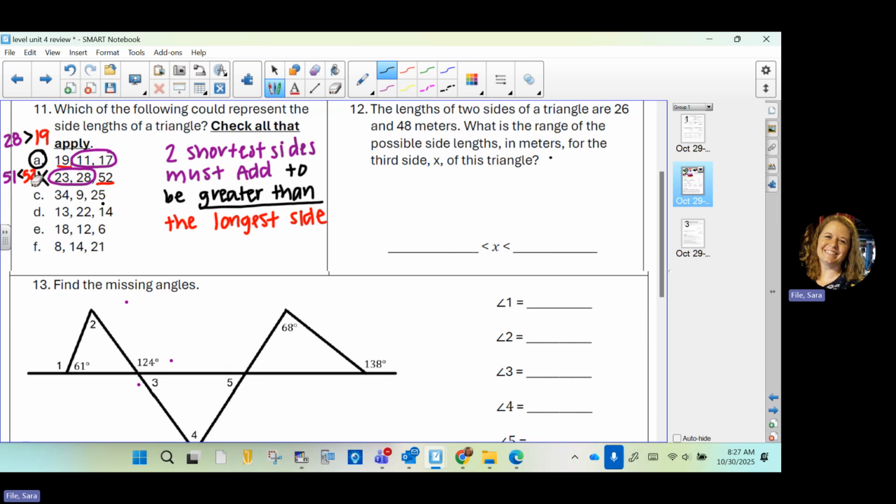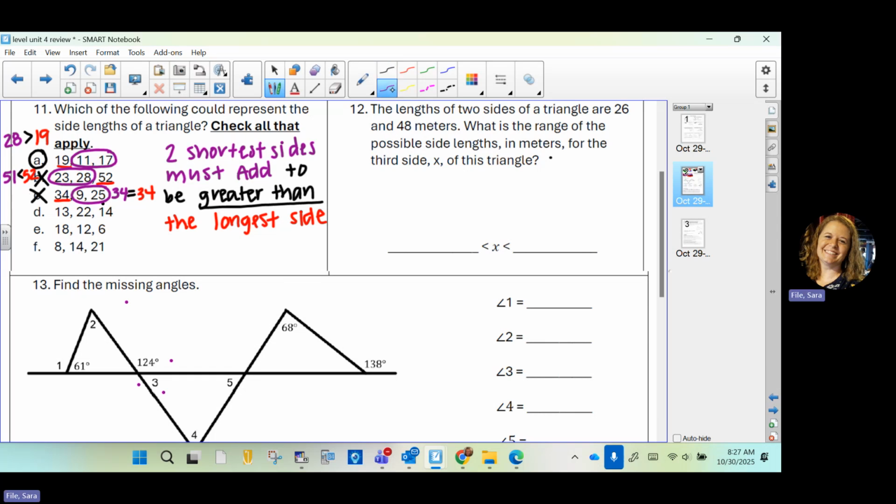Okay, so what are my two shortest sides in C? So I need to add 9 plus 25. What's 9 plus 25? 34. So how does 34 compare to the longest side, which is 34? Those are equal. Is equal the same thing as greater than? No, so this cannot form a triangle. Equal doesn't work. It has to be greater than.